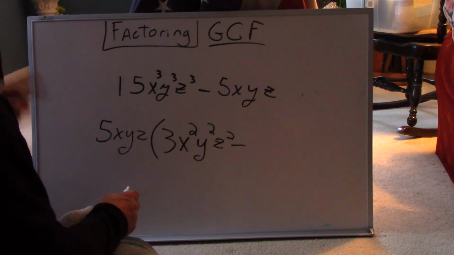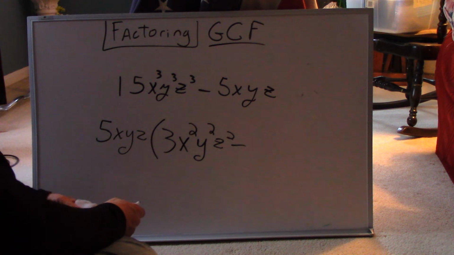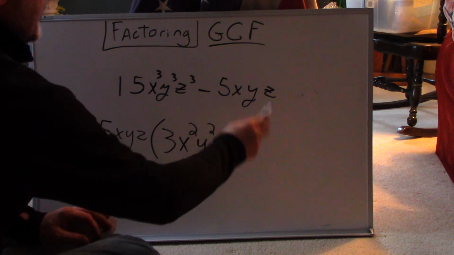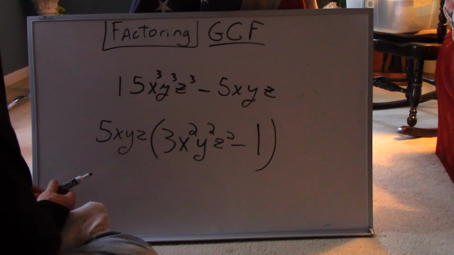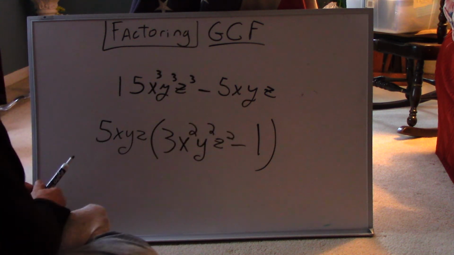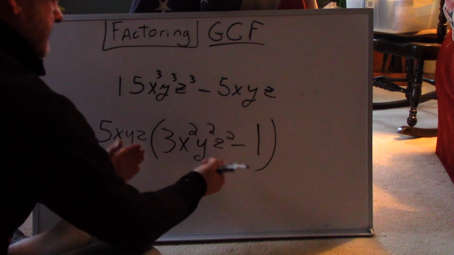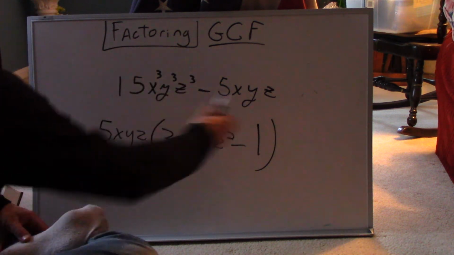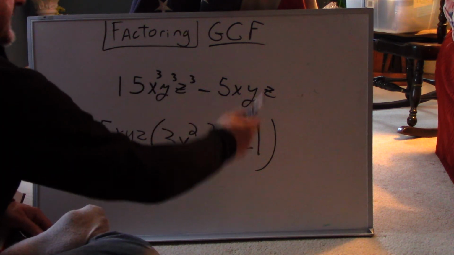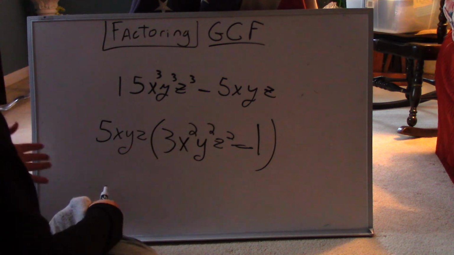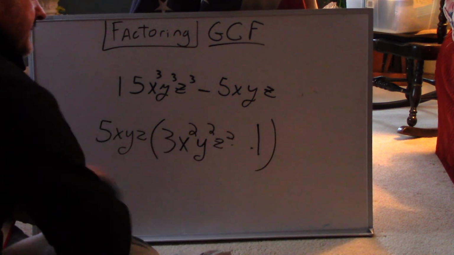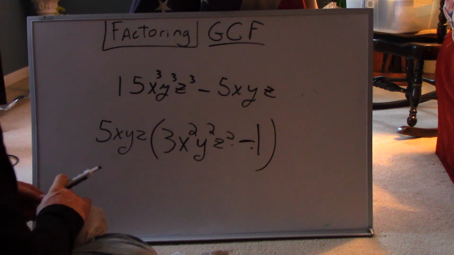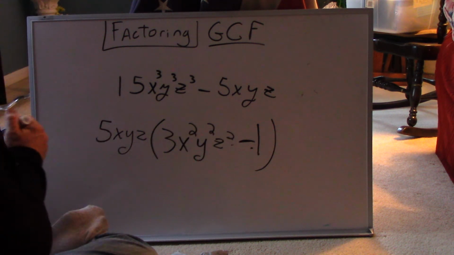5 into 5 is 1. X into x cancels out. Y into y cancels out. Z into z cancels out. So in this case, you have to put a 1. Remember I told you that you don't have to put a 1 if there's a placeholder? You cannot just have this. It's a binomial, so it has to stay a binomial. And since 5xyz goes into 5xyz, it's a 1. Just to make that a little neater for you to understand. Okay? I hope that makes sense.